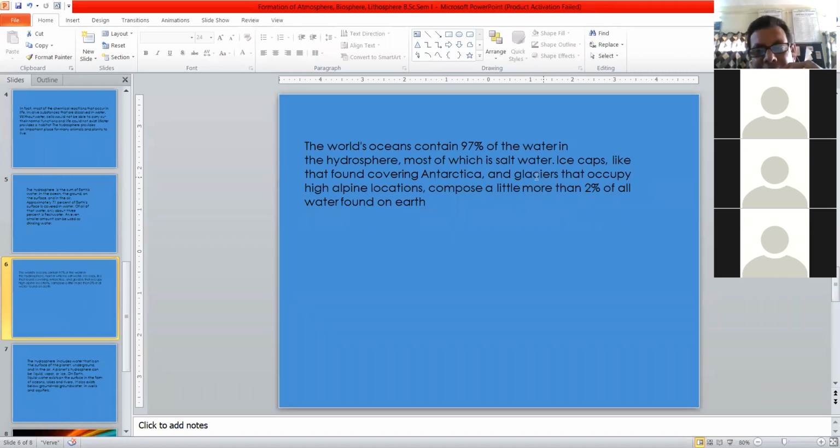The glacier waters in India occupy high alpine locations, composing a little more than 2% of all water, 2% of the water which is occupied by ice waters, and the remaining part of the 97% of water is saline water.